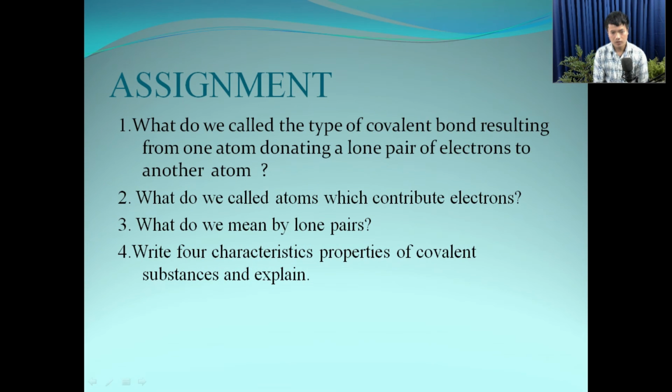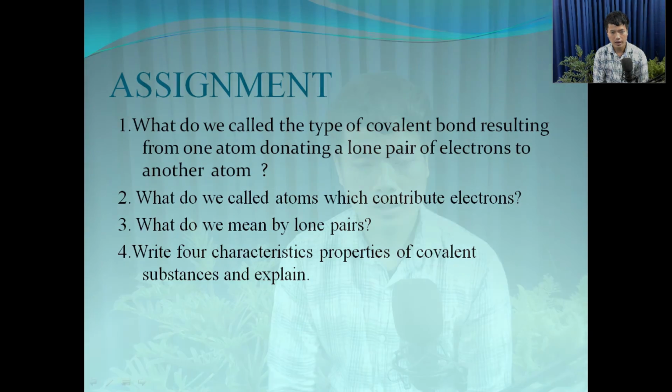For your assignment, we have question number 1. What do we call the type of covalent bond resulting from one atom donating a lone pair of electrons to another atom? 2. What do we call atoms which contribute electrons? 3. What do we mean by lone pairs? 4. Write 4 characteristics or properties of covalent substances and explain.